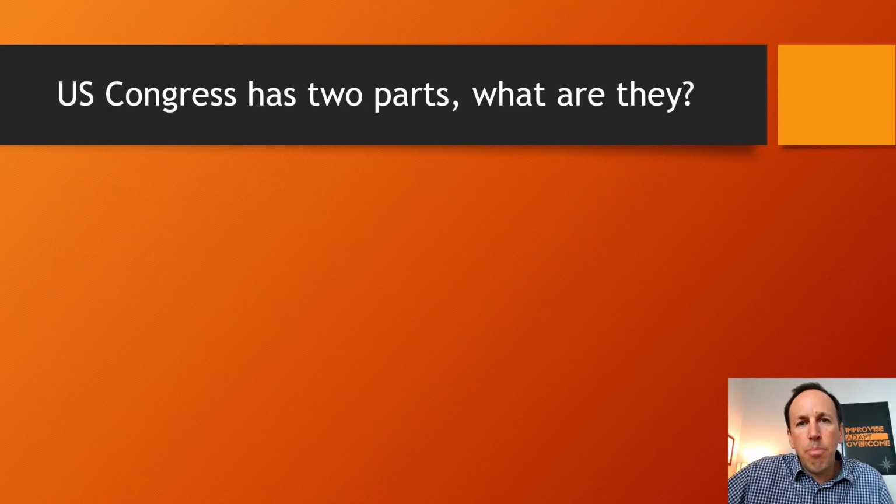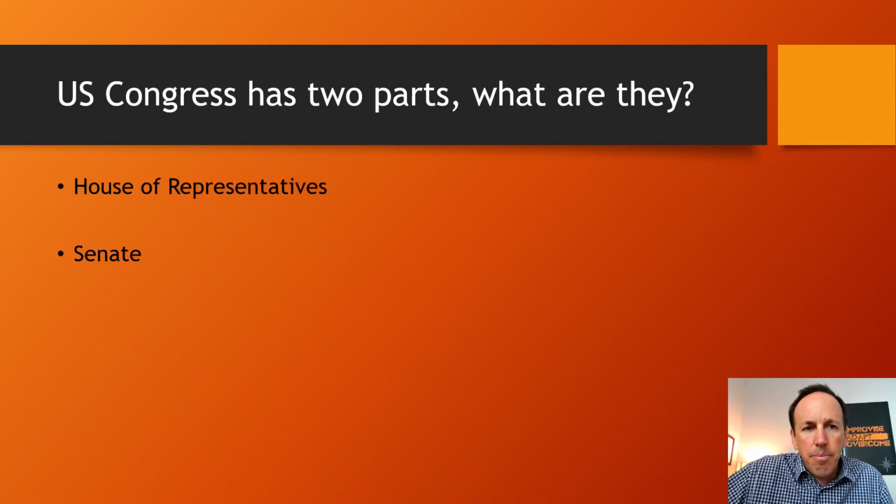The U.S. Congress has 2 parts. What are they? What are the 2 parts of the Congress? The Senate and the House of Representatives. Okay, know that cold. Boom.